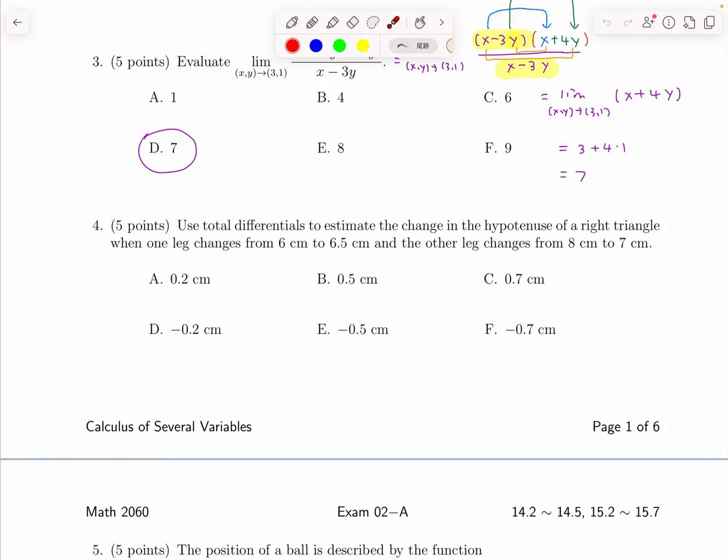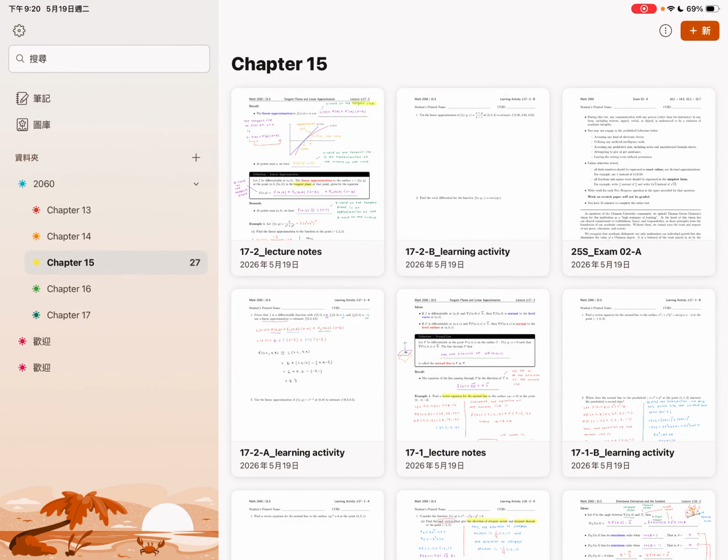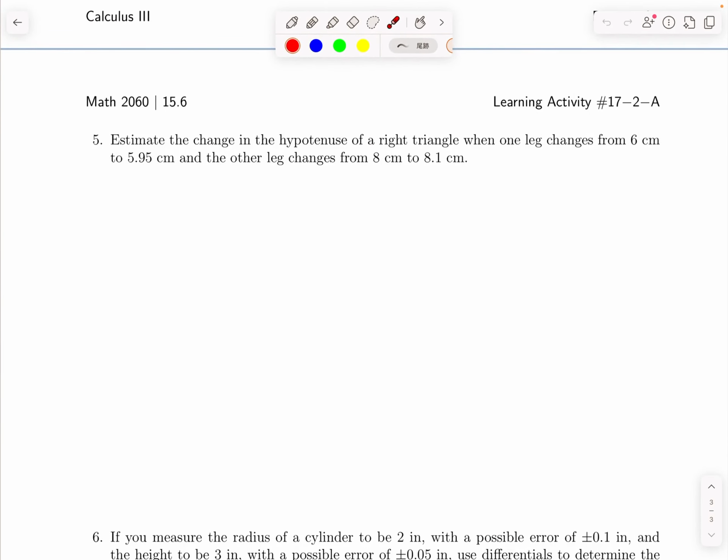Okay, so the learning activity. We want to estimate the change in the hypotenuse of a right triangle. So I think it's a good idea to try to draw a picture. It's not necessary, but drawing a picture is always good because you can have some visualization, right? So we have the hypotenuse, let's say Z, and we have two legs, X and Y.